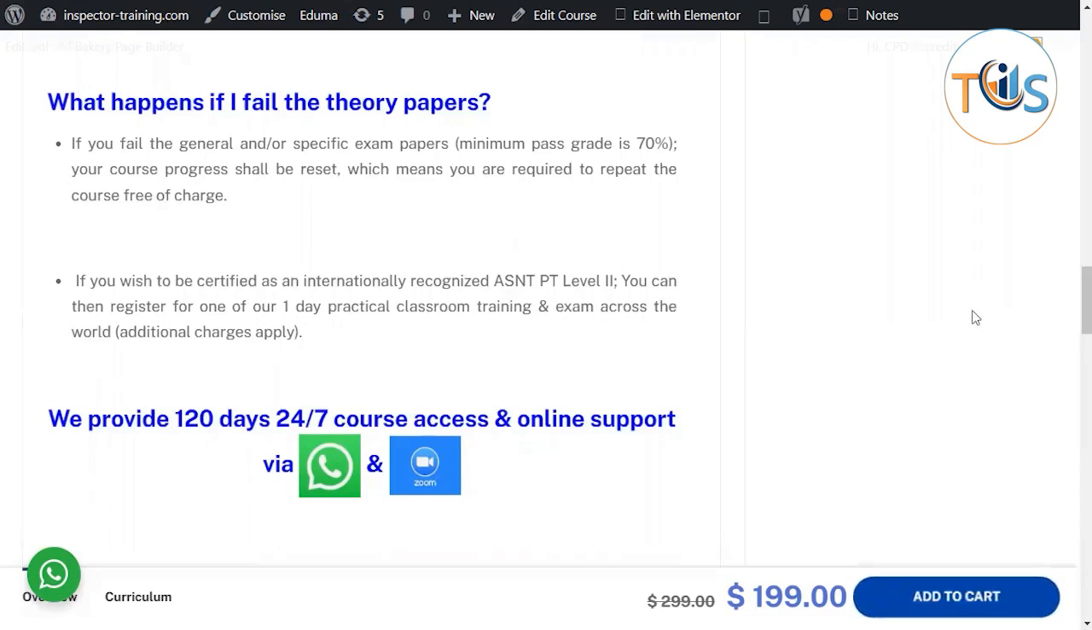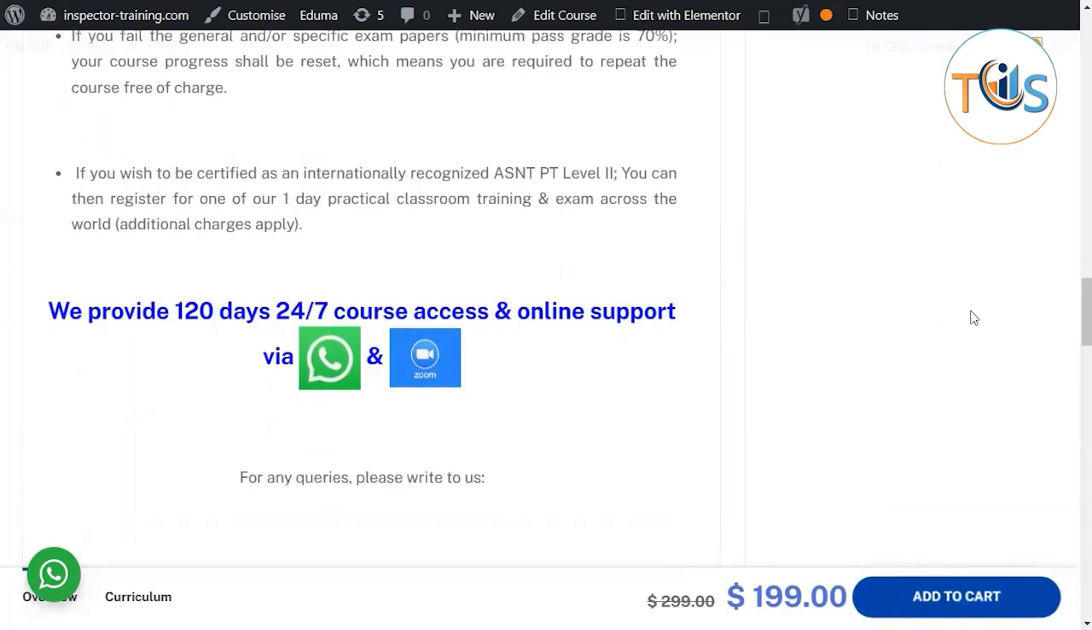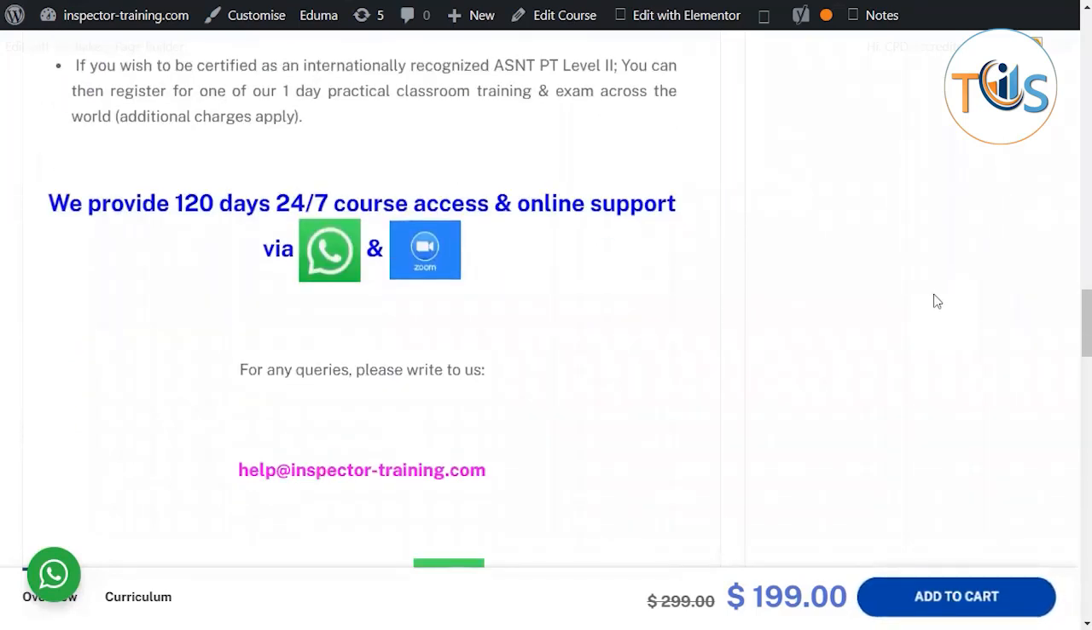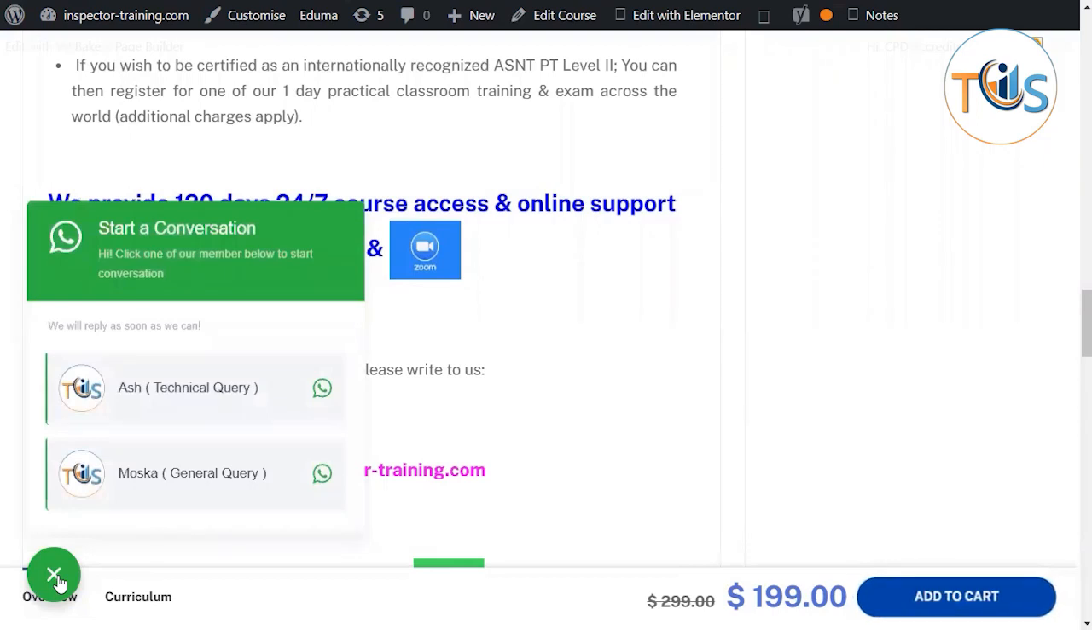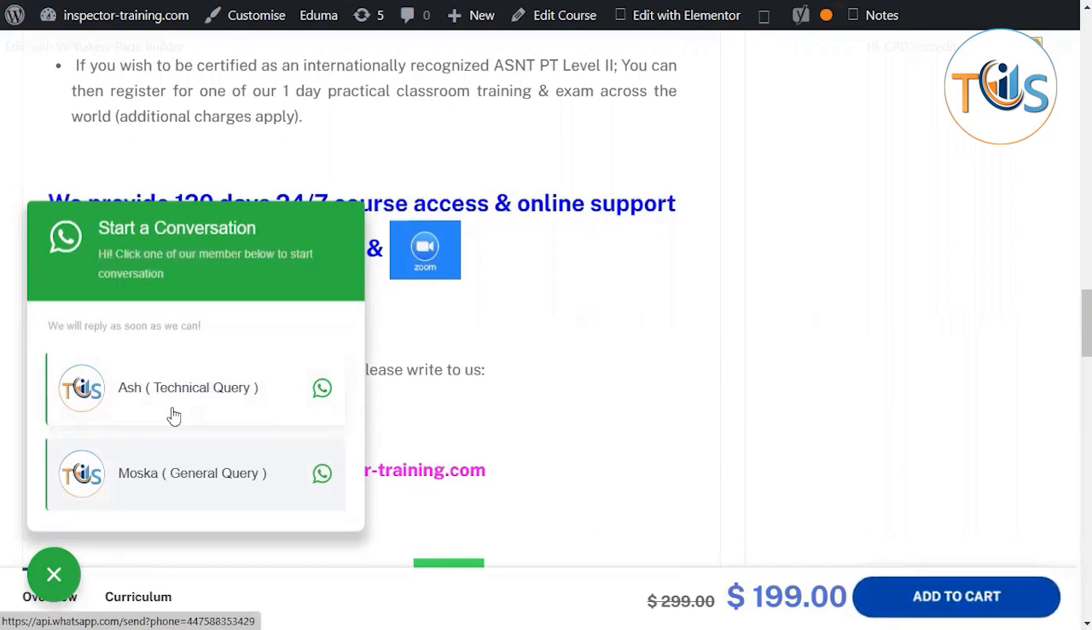This is an internationally recognized certificate. During the online training, we will provide you 120 days of 24/7 course access and online support. And if you request it, we can do a Zoom meeting, or via WhatsApp, you can ask your questions. We are a team of 4 NDT Level 3, and we would be more than happy to help and answer your queries, because that also helps us understand if we have not explained something well enough, so we can improve our course as well. So please do call us or text us about your queries.